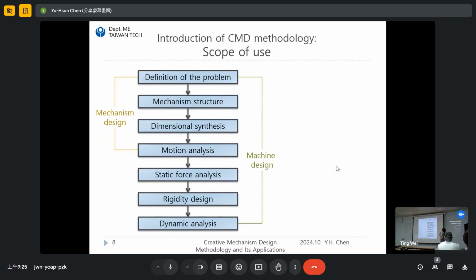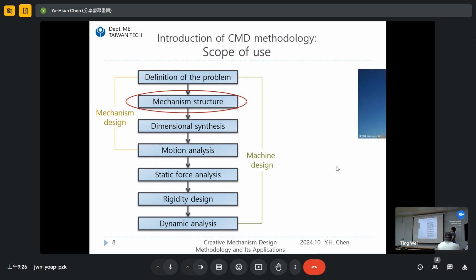And then how about the scope of use? Here is the whole procedure for machine design, from the first, problem definition, to the last, the analysis for static, like the materials, and then the dynamics. But for the mechanism design, generally it is the first 4 steps: problem definition, how we could generate a mechanism structure, then dimensional synthesis and the motion analysis. Okay. Here we provide an example.